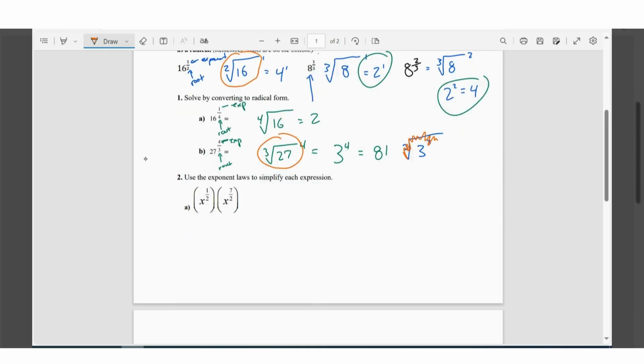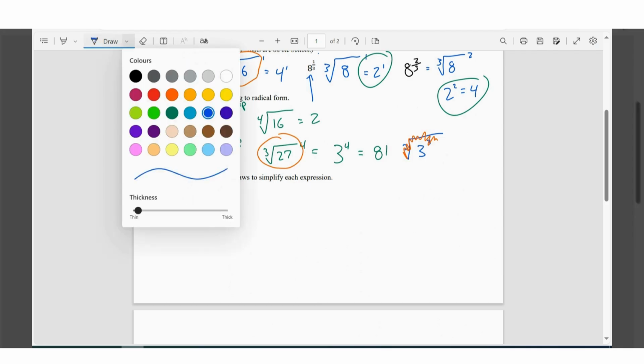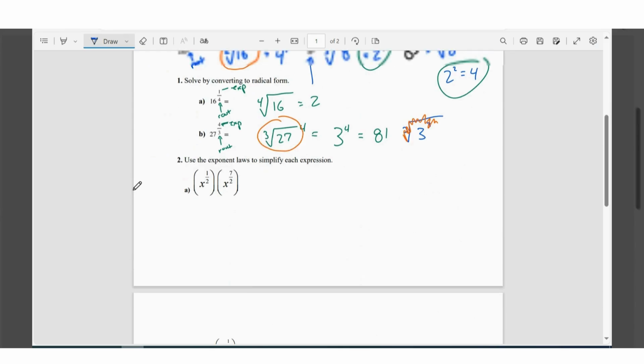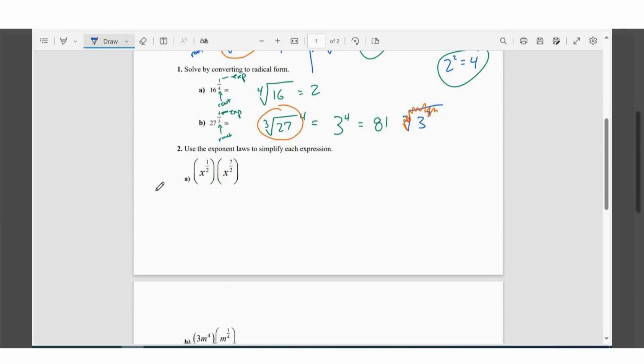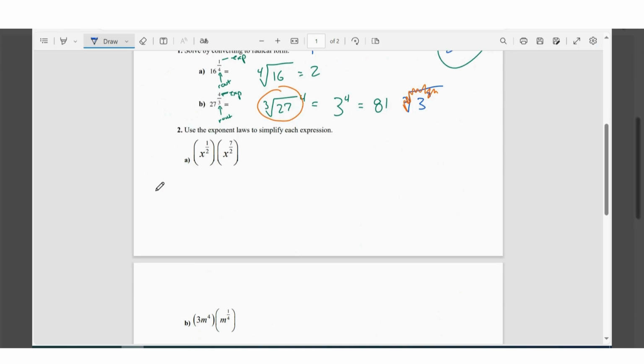So let's do a few. I know it looks kind of scary at the beginning, but let's just apply our exponent laws like we're used to. So now we have the same base, they're being multiplied, so we can add the exponents. So we get x to the half plus 7 over 2. And luckily, they have the same denominator, so we can just add the tops. x to the power of 1 plus 7 is 8 over 2. And we can simplify that further to x to the power of 4.